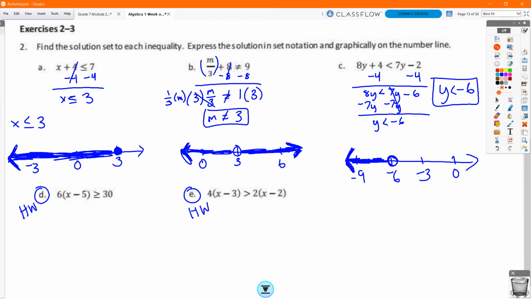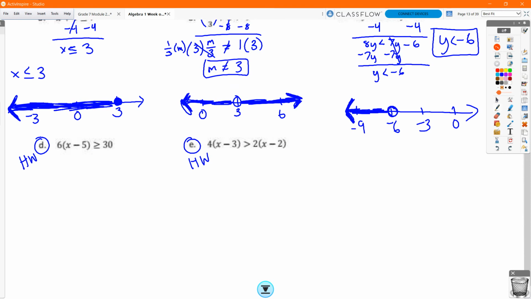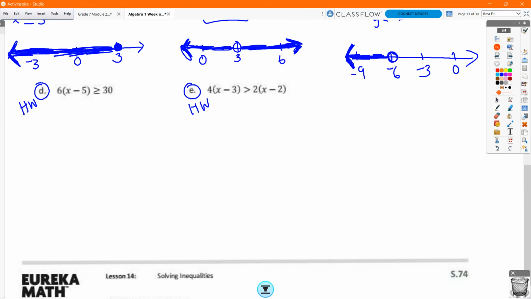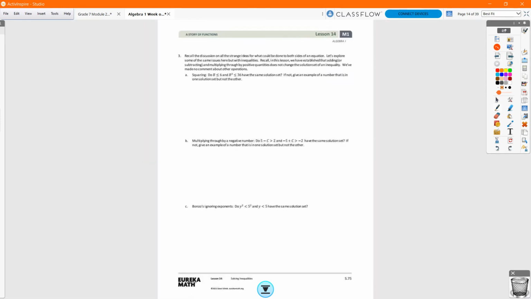Hopefully 3 is on the next page. If it isn't, then we have to go back. But I'm going to come down here real quick. I want to make sure. Anything down here? Doesn't look like it. All right, so remember, D and E are your homework tonight.